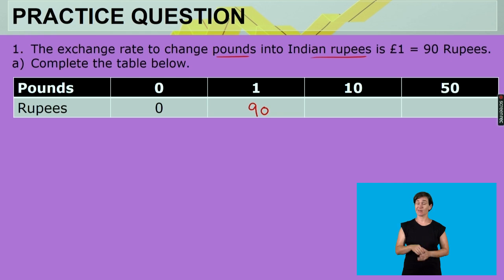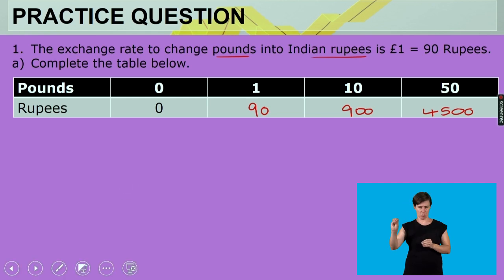Right? So I have 10 pounds. How many rupees will that be? For the calculation, you'll type in 10 multiplied by 90. So that will give us 900 Indian rupees. Are we clear? And then lastly here, if I have 50 pounds, how many Indian rupees will that be? I'll type in 50 multiplied by 90. So that will give me 4,500 Indian rupees. I think that's quite straightforward, right? So that's just the completion of our table.